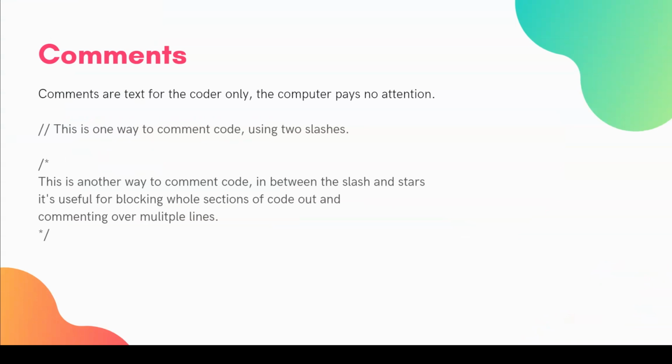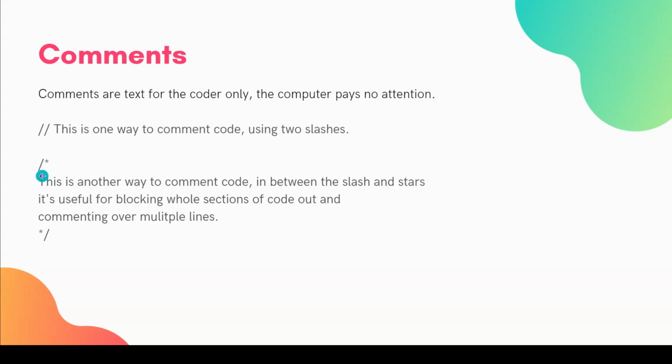So there's 2 main ways to do comments. The first way is to just do a double slash, and we have a double slash here, and that says that this single line here is a comment. So then we can write: this is one way to comment code using 2 slashes. So this will not be read by the compiler. It's just there for the human who's reading that code to understand.